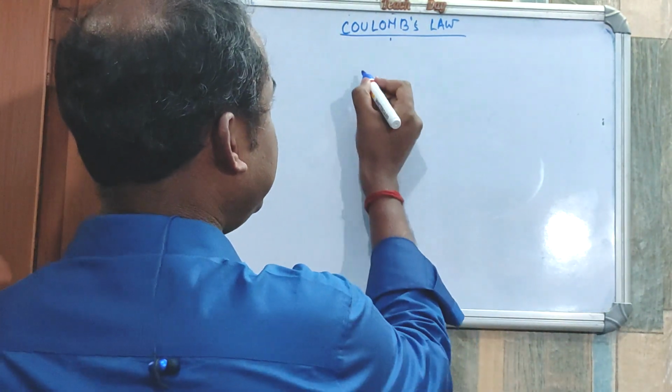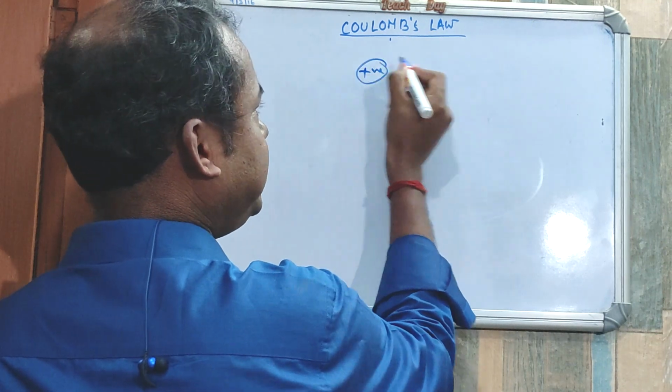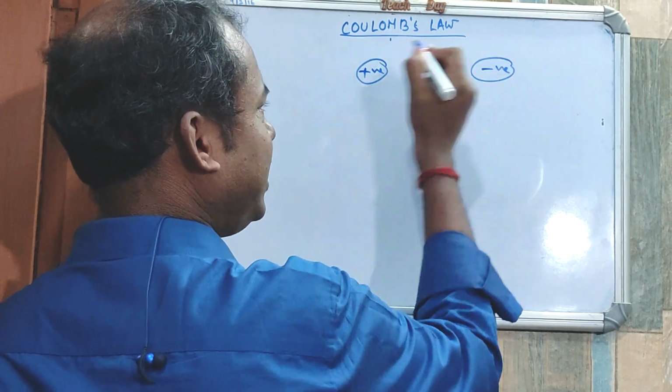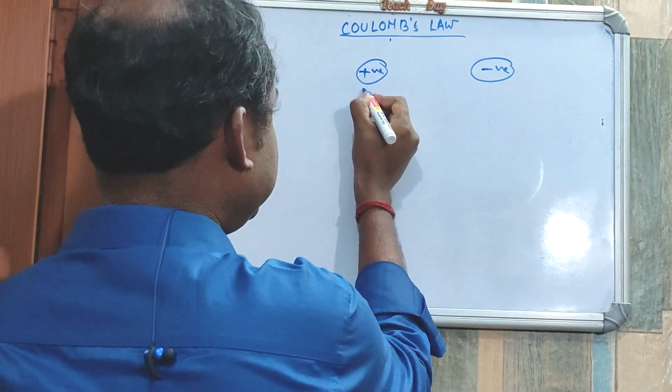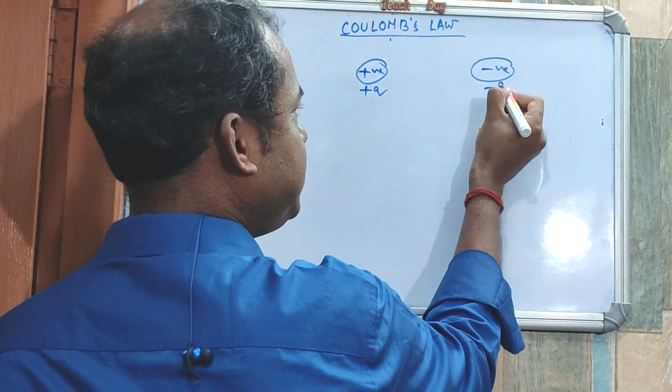So we come back again to Coulomb's law. Consider this is the positive charged body and this is the negative charged body, these two charged bodies. Okay. We consider this one is plus Q and another one is minus Q.